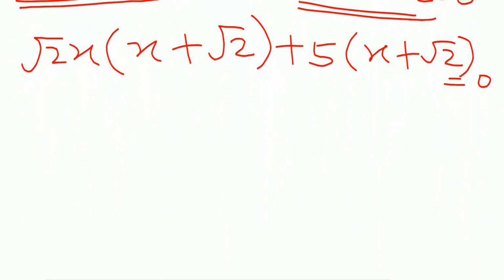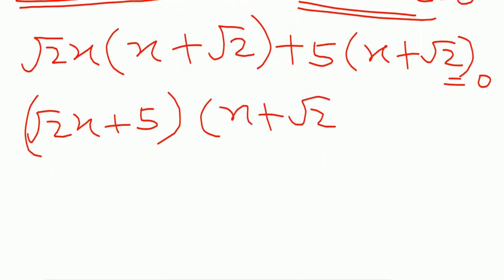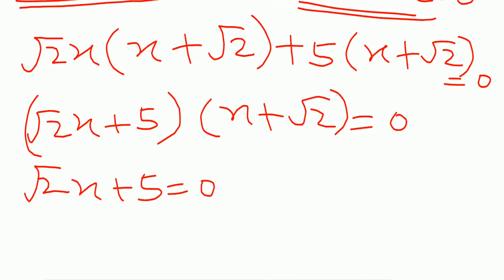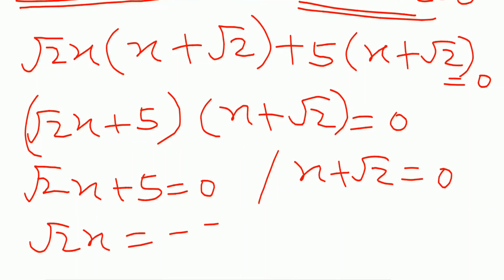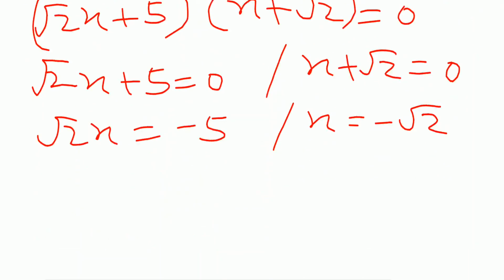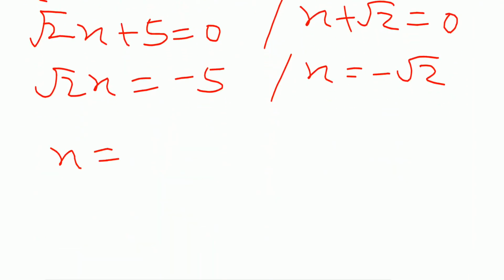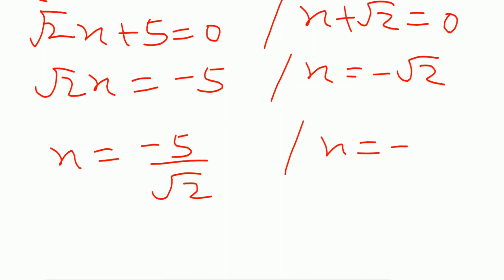Now see here, root 2x plus 5 in one bracket and x plus root 2 in the another bracket. So here root 2x plus 5 equal to 0 or x plus root 2, which is equal to 0. So root 2x, which is equal to minus 5, and here x is equal to minus root 2. Here you see x, which is equal to 5 by root 2, and here x is equal to same answer.